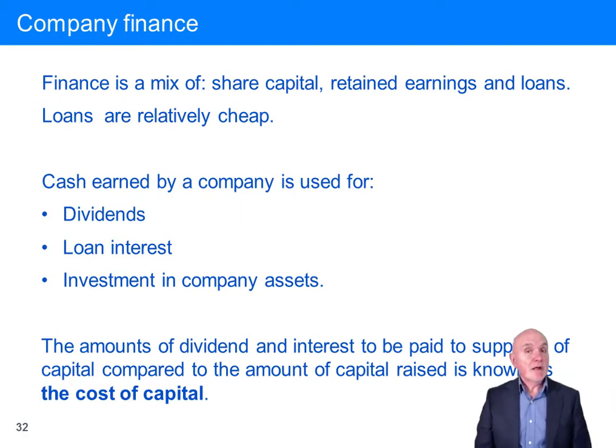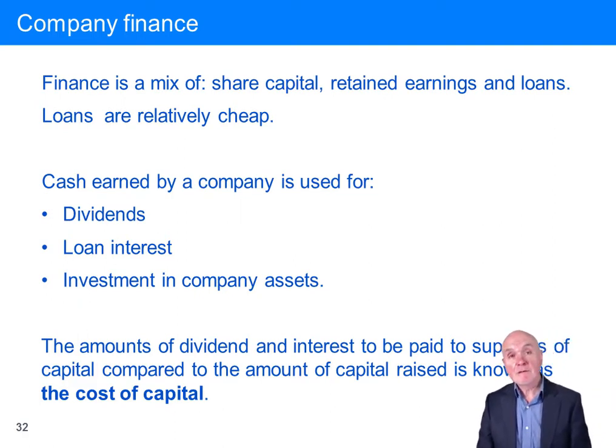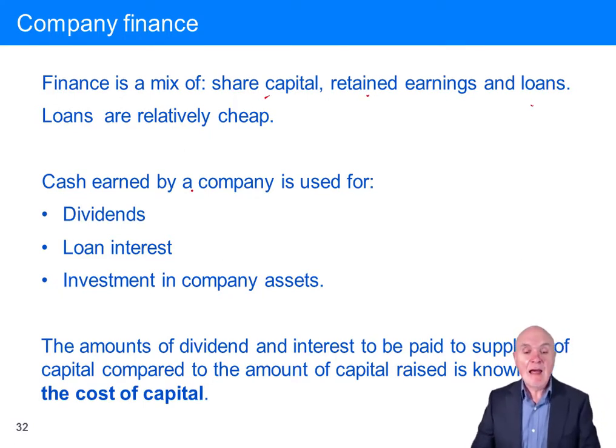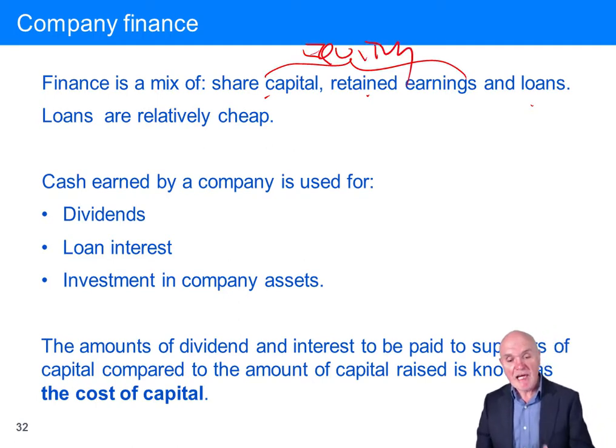Company finance: we've talked about equity shareholders paying in money to finance the company. But there are really two sorts. Finance is a mix of share capital, retained earnings and loans. The share capital and the retained earnings tend to be known as the equity of the company. So equity shares in a way own the retained profits of the company.